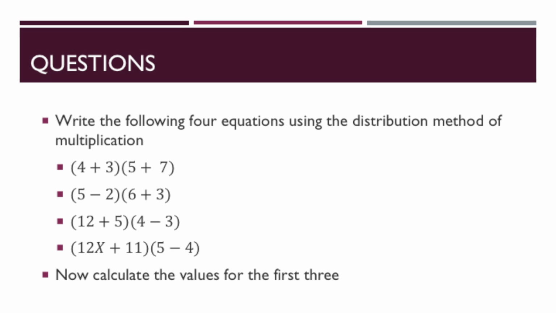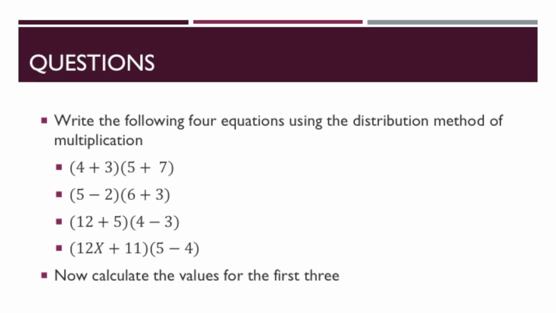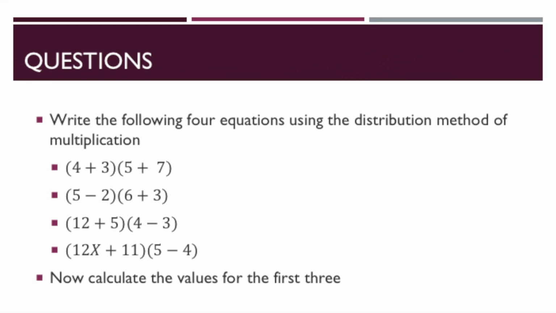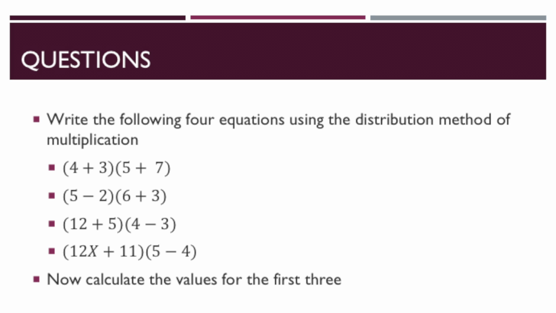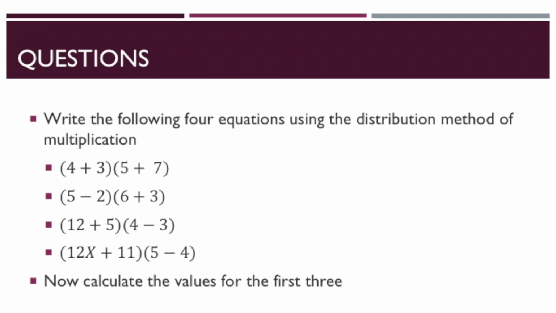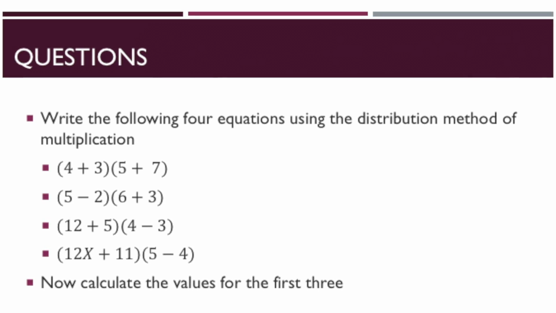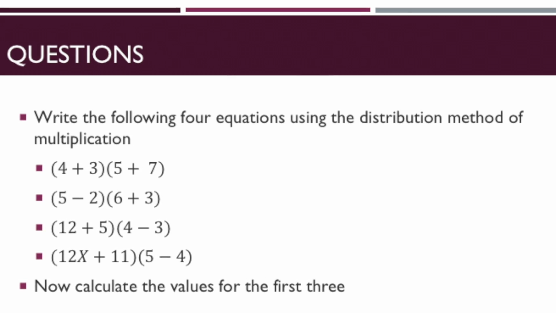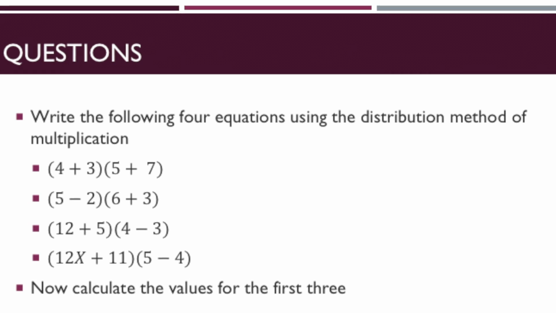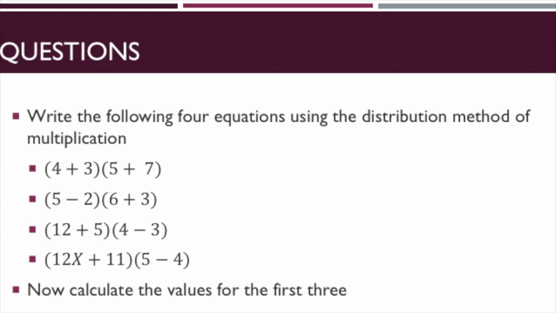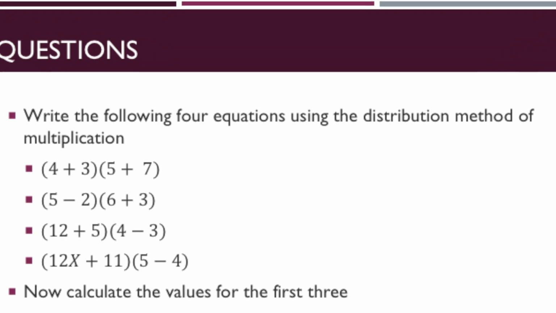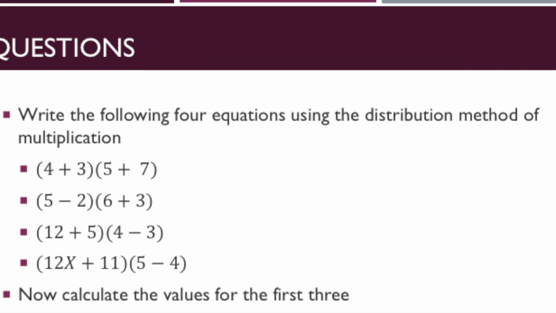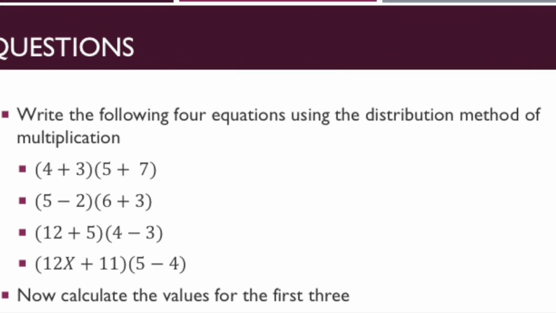So let's do some questions. Write the following four equations using the distribution method of multiplication. That's where you write it out as multiplying each of the four numbers together. We've got 4 plus 3 times 5 plus 7. 5 minus 2 times 6 plus 3. 12 plus 5 times 4 minus 3. And finally, 12x plus 11 times 5 minus 4. Now, I want you to calculate the actual values for the first three after you're done.